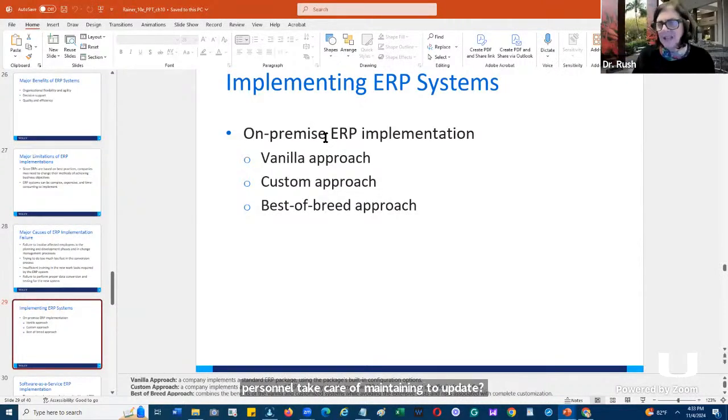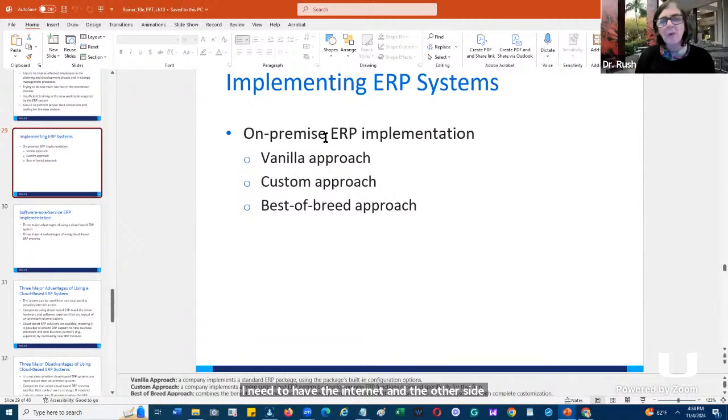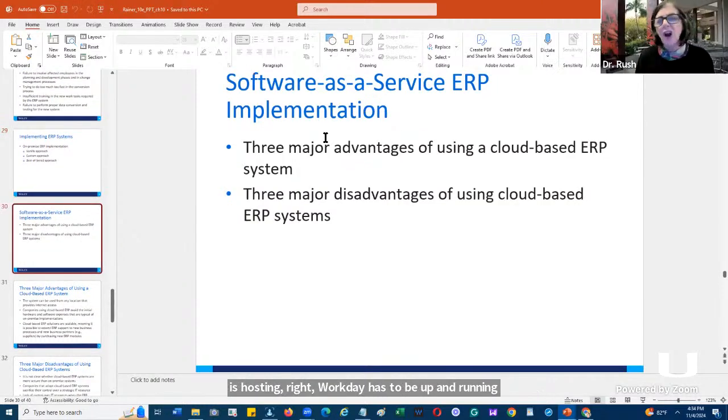What's the problem with having a cloud service? If I need to gain access, I need to have the internet, and the other side, whoever is hosting Workday, has to be up and running. Or we can have what we talked about before in the cloud, software as a service. Basically someone else, the vendor, takes care of the software. The university doesn't have to maintain the software or worry about the upgrades, and the university can get the vendor to help them when there are new updates.